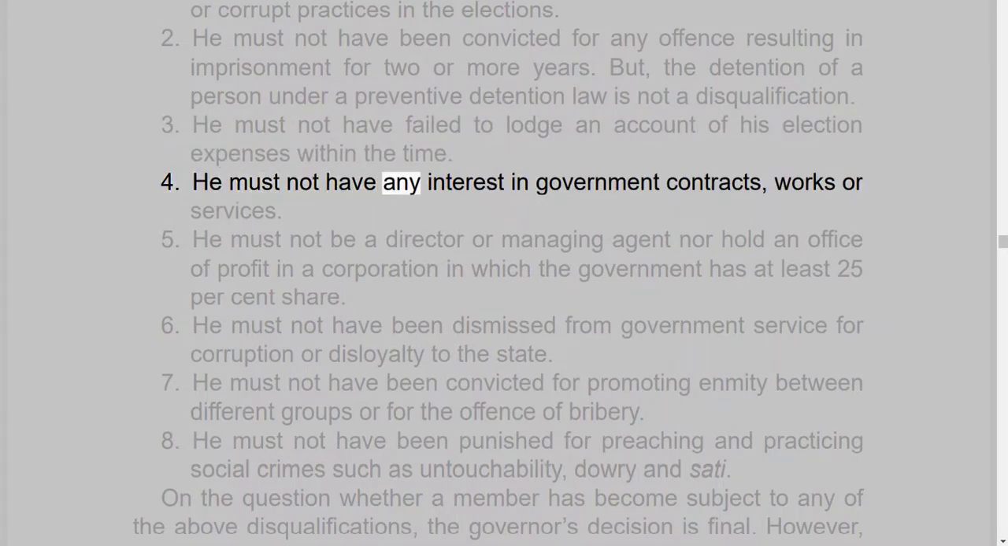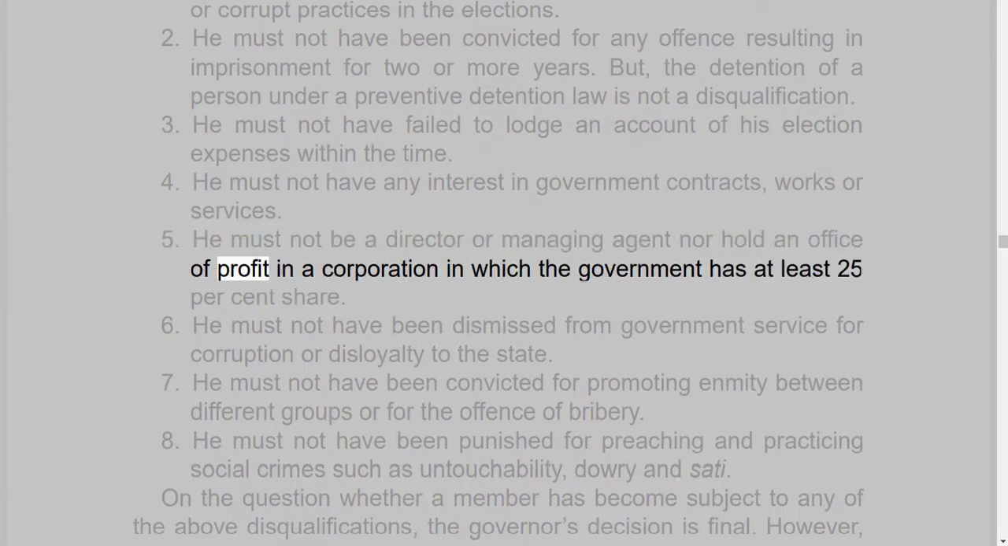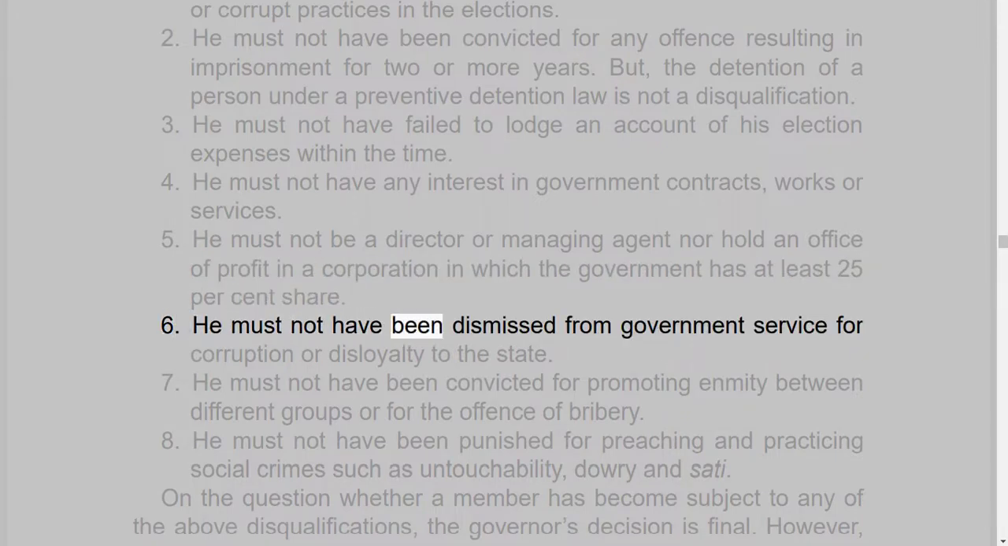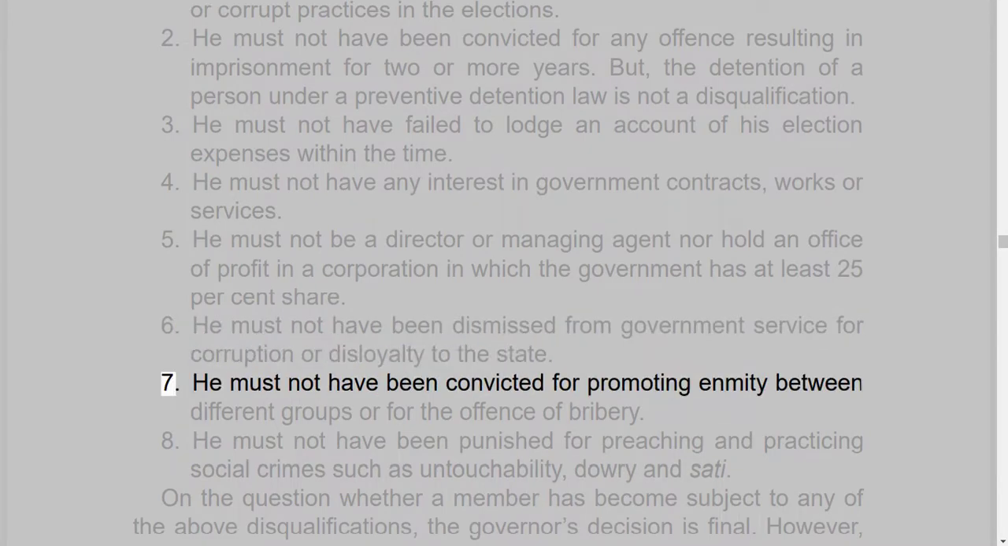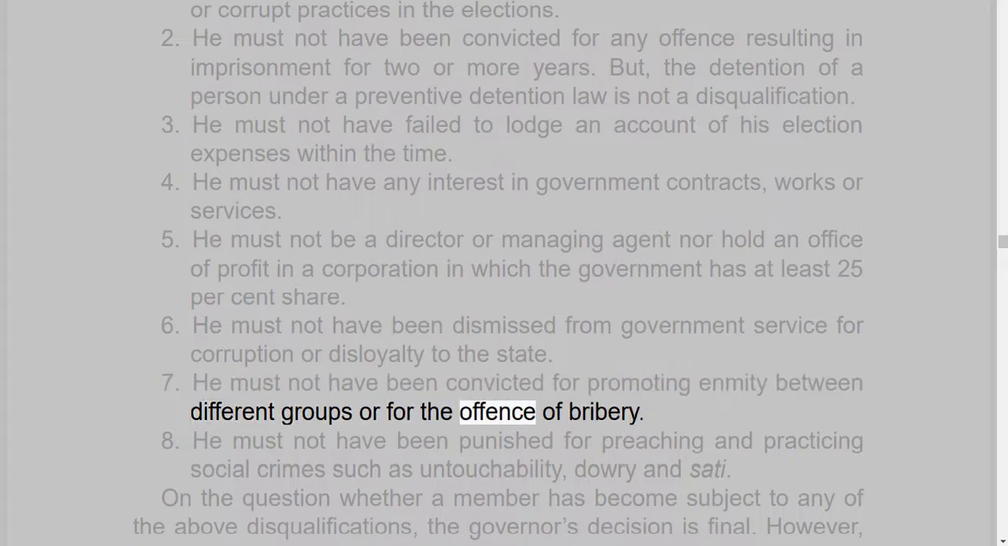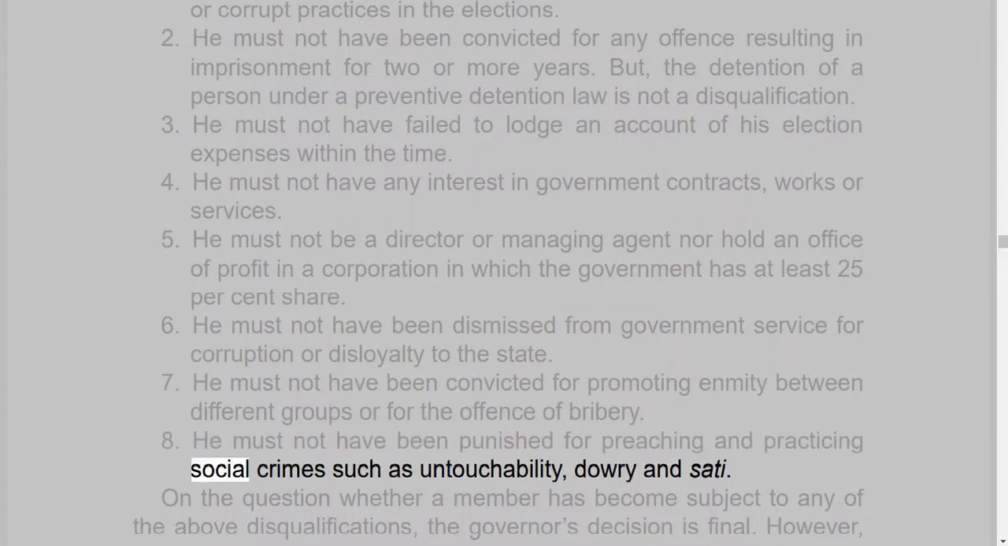4. He must not have any interest in government contracts, works or services. 5. He must not be a director or managing agent nor hold an office of profit in a corporation in which the government has at least 25% share. 6. He must not have been dismissed from government service for corruption or disloyalty to the state. 7. He must not have been convicted for promoting enmity between different groups or for the offense of bribery. 8. He must not have been punished for preaching and practicing social crimes such as untouchability, dowry and sati.